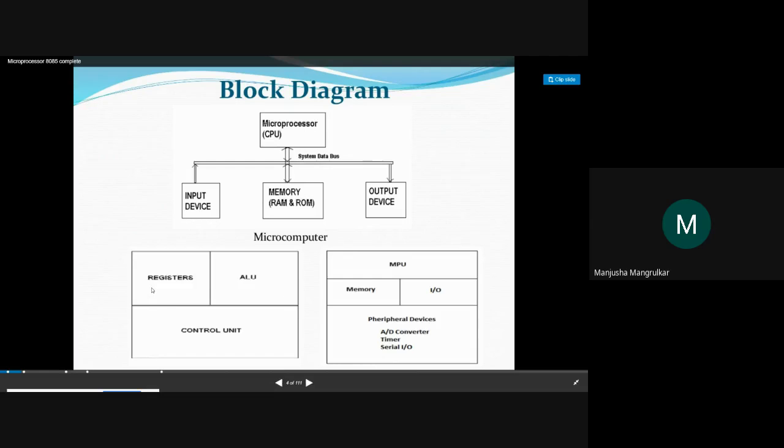Now, microcomputer, what is there? Registers, ALU and control unit. Microcontroller, what is there? Microprocessor, memory, input output devices and peripheral devices, that is ADC, meaning analog to digital converter, timer and serial input output devices.